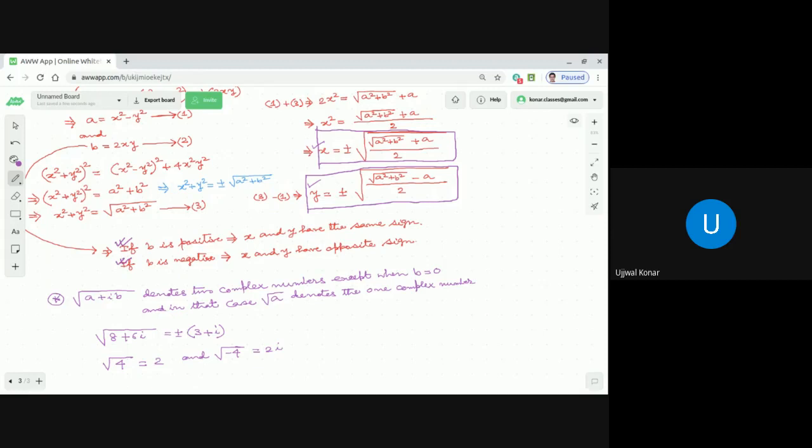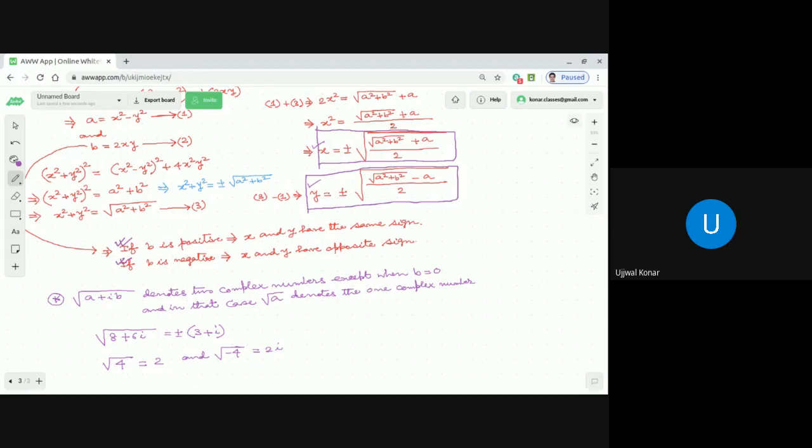If b is equal to 0, then the square root of a plus ib reduces to the square root of a. And in that case, the square root of a denotes only one complex number, or precisely, exactly one complex number. How? The square root of 4 is what? 2. Correct or not? What is the square root of minus 4? It is 2i. Why i? i is equal to the square root of minus 1. So that is why that is only one complex number.